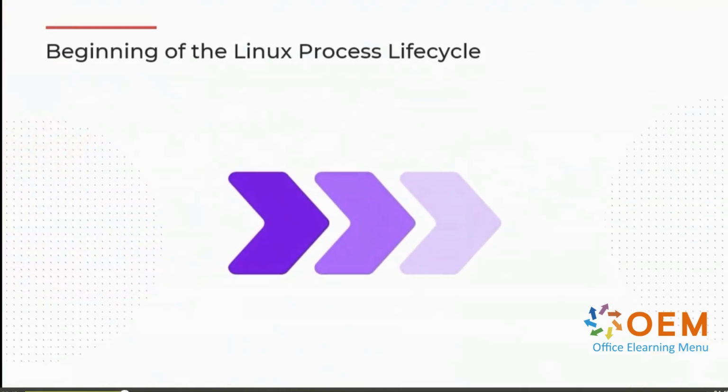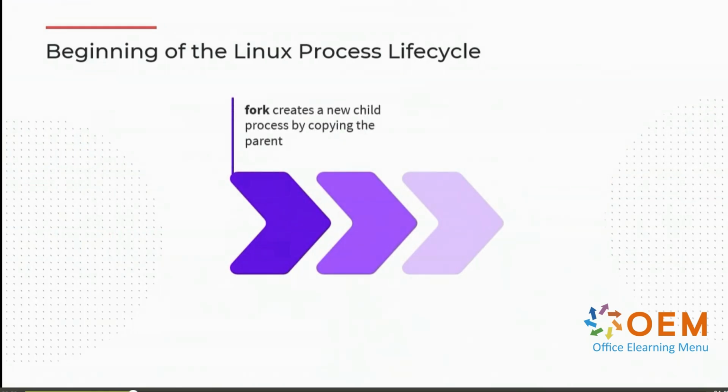Let's understand how the process life cycle begins. It starts with something called a fork. Fork is a system call that creates a new process by copying an existing one. Usually, a parent process creates a child process. When you open the terminal and type a command, the shell, which is also a process, forks a new child process to run your command.